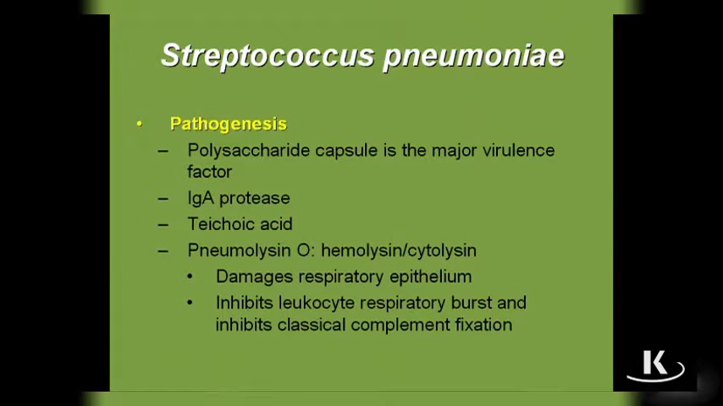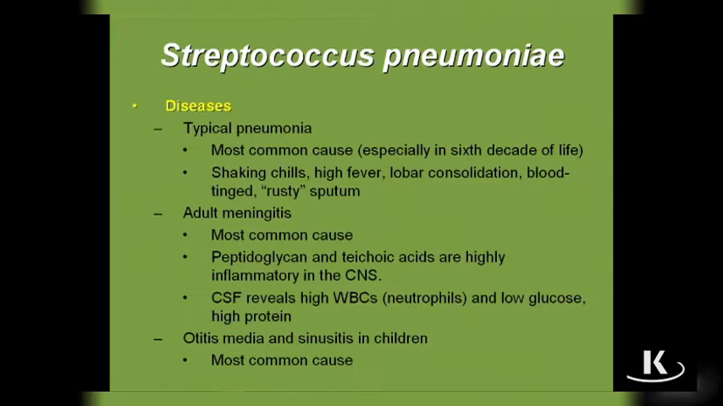Pathogenesis, the only thing you really need to pay attention to as far as the virulence for strep pneumo is going to be the capsule, as we mentioned earlier. Now, the diseases, here's where you can clearly see why strep pneumo is a very high-yield organism for Step 1, all right? Community-acquired pneumonia, it's the most common cause, all right?